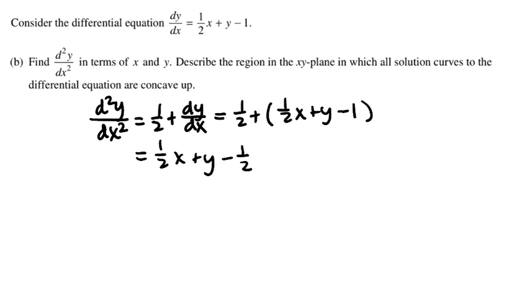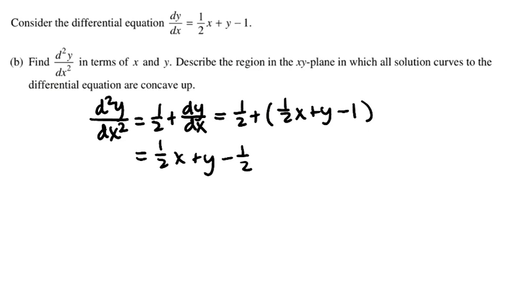Okay, so I took the derivative of both sides with respect to x. I got 1/2 plus dy dx, and then I substituted on dy dx to satisfy this requirement in terms of x and y only. And then I combined the -1 and the 1/2 because maybe that will help later on.